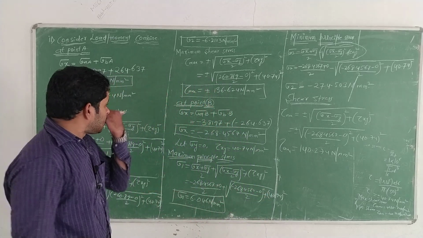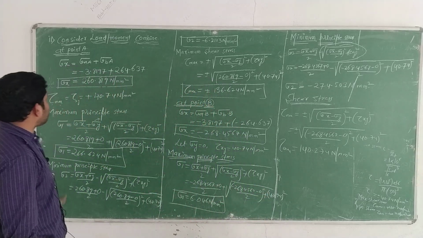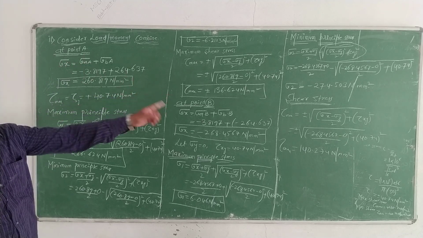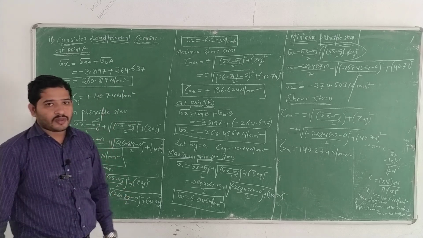Let us see over here, the maximum principal stress is acting at point A, and the minimum principal stress is acting at point B. Okay dear, thank you.